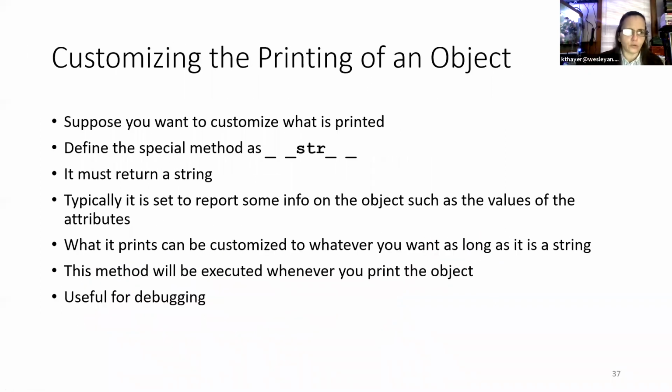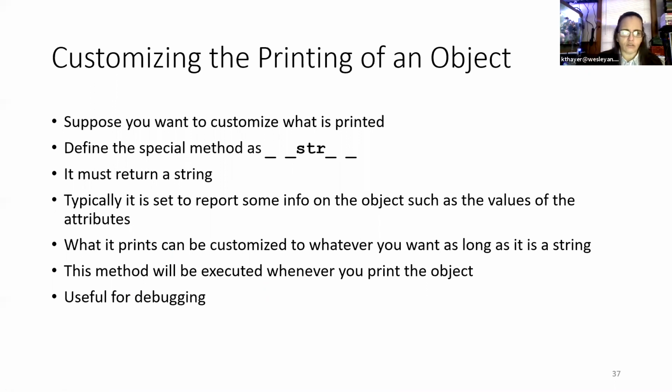So what we might want to do is customize that. So let's customize the printing of the object. What you need to do is define the special method called __str__. Notice that we have the double underscores. It must return a string. So this is part of how it works.